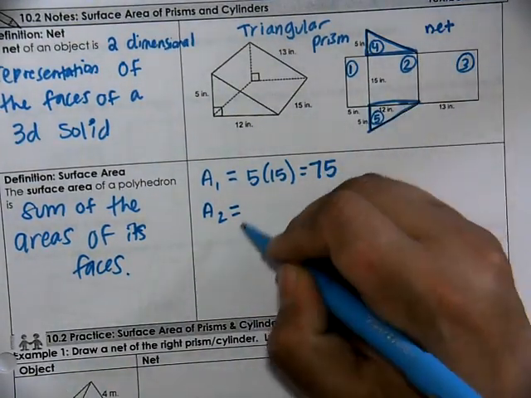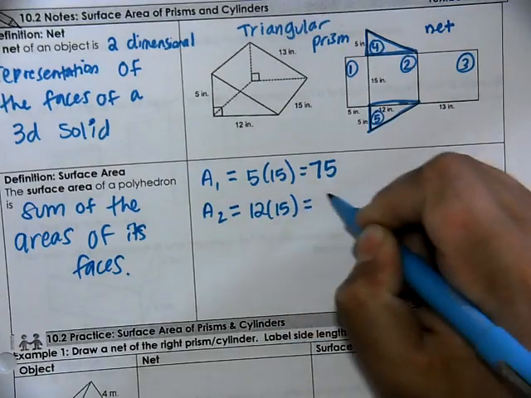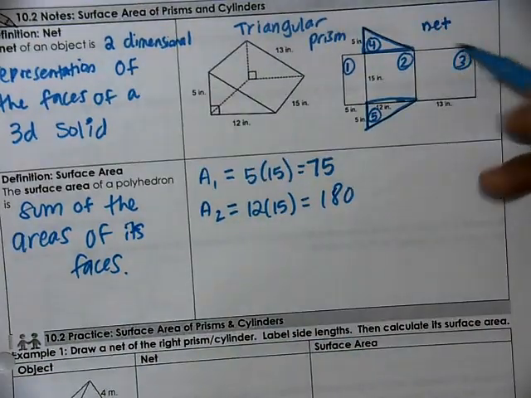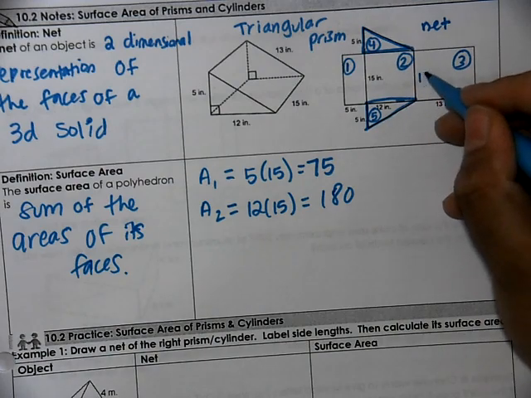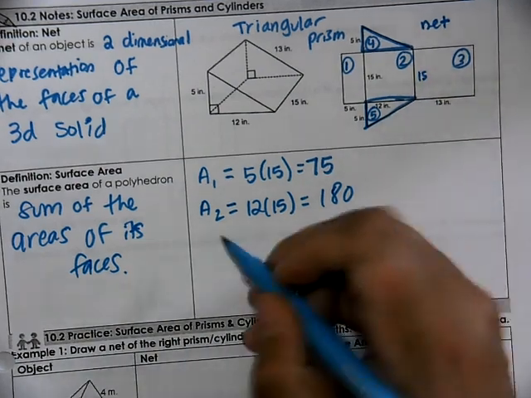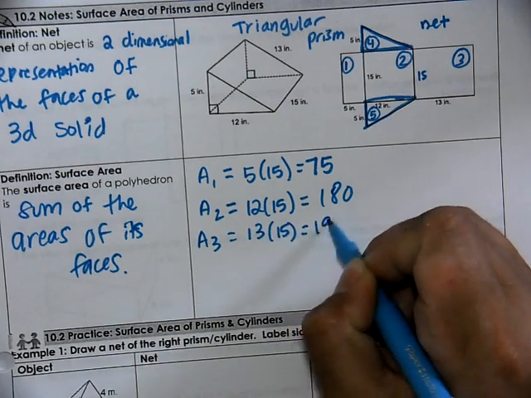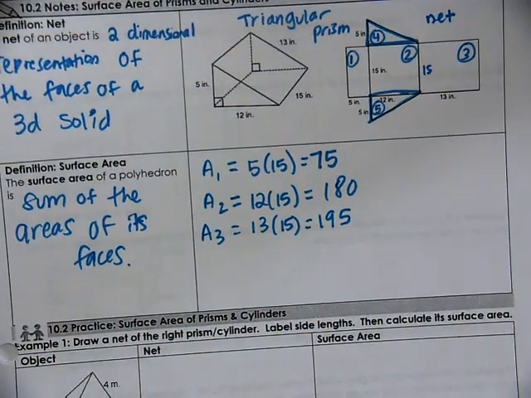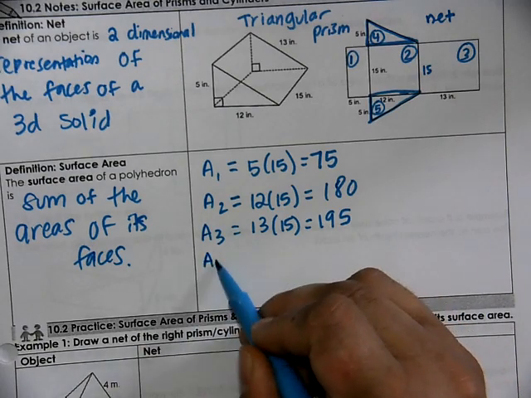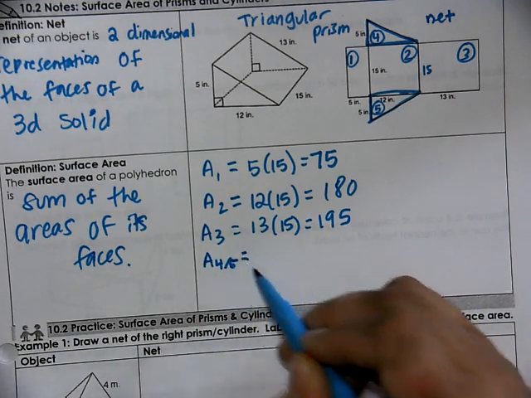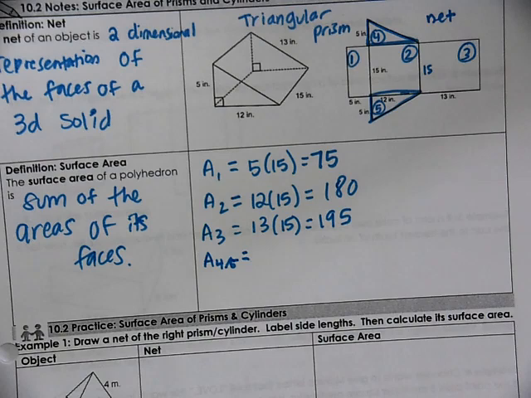This next rectangle is a 12 by 15. That comes out to 180. The third rectangle is a 13 by 15. If you needed to label that, that would be 195. Okay, and now we're just left with the 2 triangles. Area of triangle 4 and 5, they're both the same, so we'll just have to add them up twice.